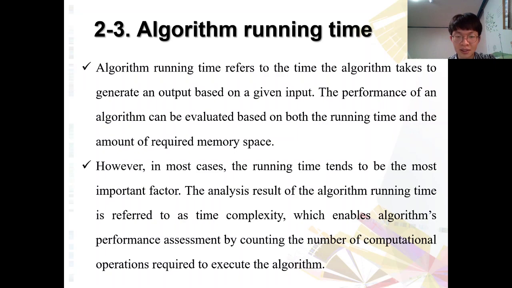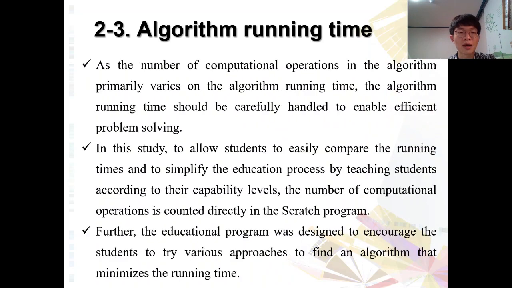The analysis result of the algorithm running time is referred to as time complexity, which enables algorithm performance assessment by counting the number of computational operations required to execute the algorithm. As the number of computational operations in the algorithm primarily varies with the algorithm running time, the algorithm running time should be carefully handled to enable efficient problem solving.